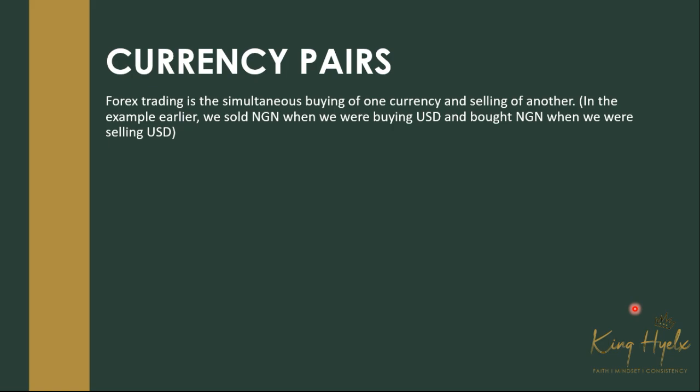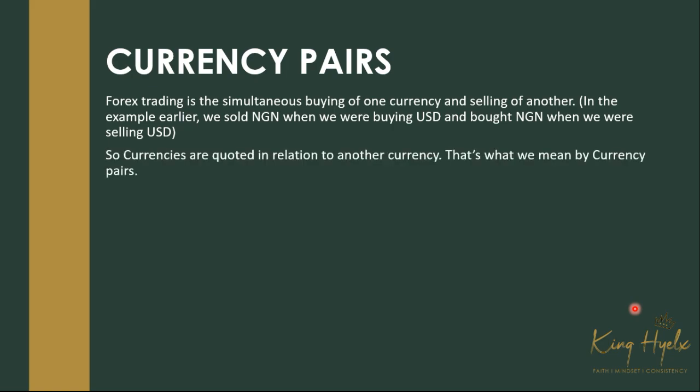Earlier on, we sold naira to buy USD, and when we're exchanging it back, we sold USD to buy naira. Does that make sense? Yes. So that's what currency pairs are. Currencies are quoted in relation to another currency. That's what we mean by currency pairs. So now we have 3 categories of currency pairs.